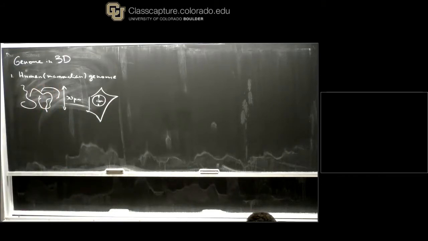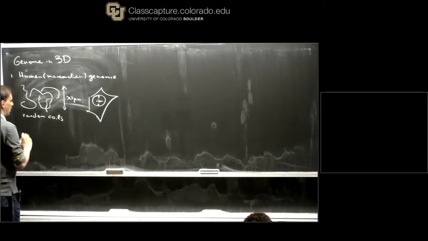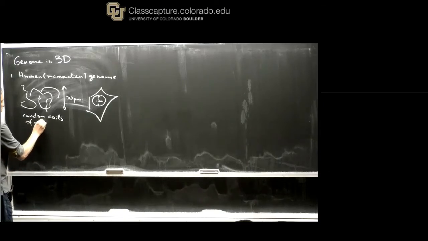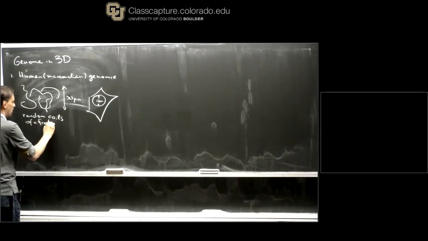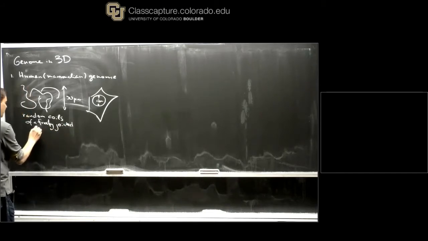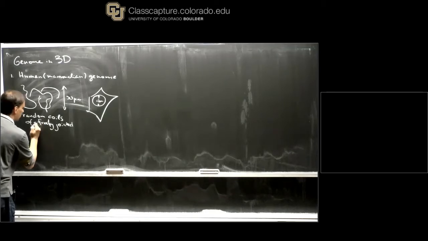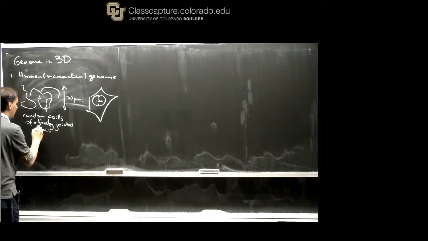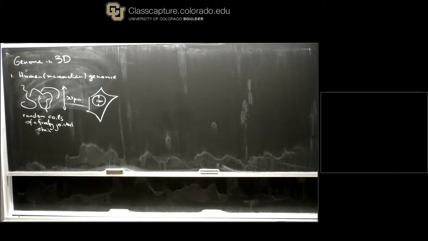And similar situations for bacteria. Bacteria chromosomes are also too big as random coils. Again, here we discussed random coils of a freely jointed chain. In other words, a chain that does not experience excluded volume. If it had excluded volume, it would even get swollen, even bigger than that. So the question is, how is the genome organized inside the nucleus?